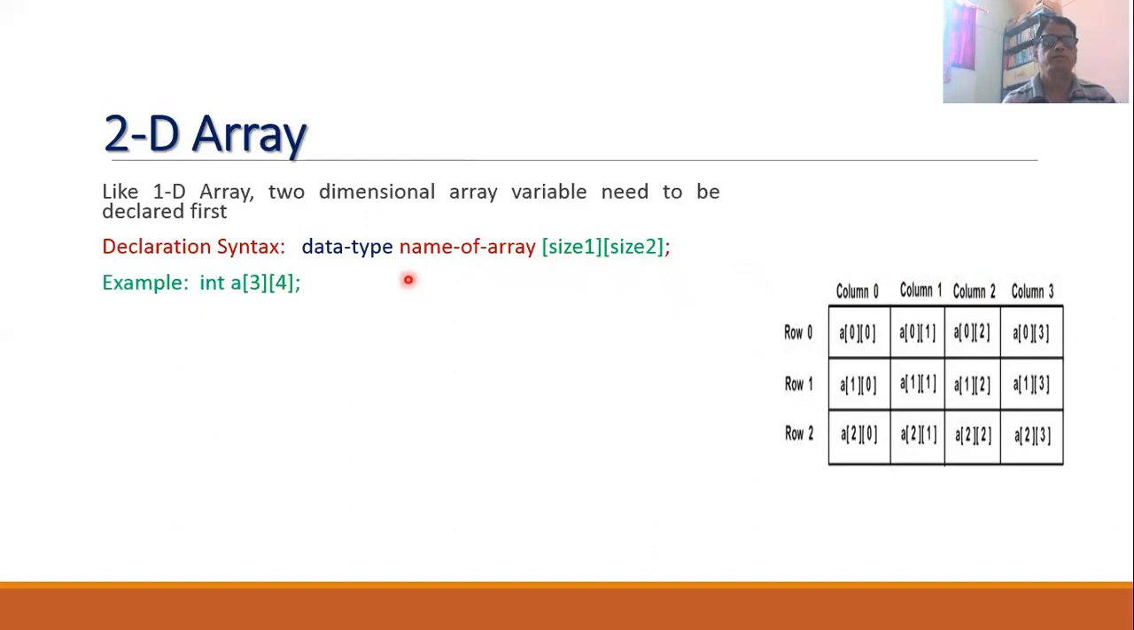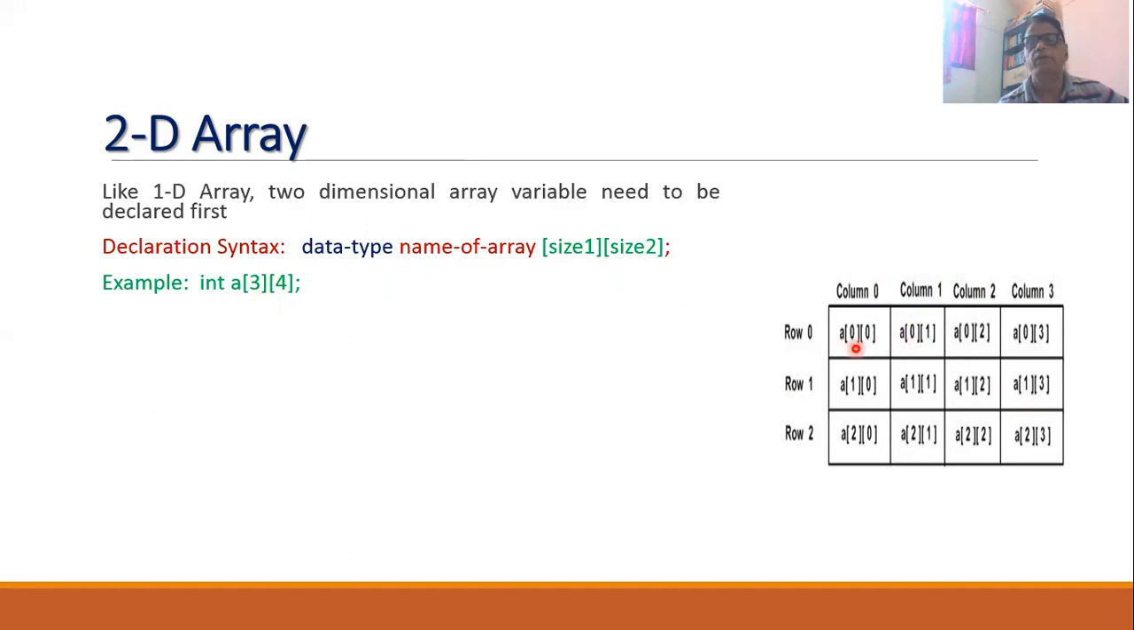Say, for example, I want to make use of an array A. So A is the name of the array. Let us suppose that all the elements are of integer data type, the number of rows is 3 and the number of columns is 4. So this array will contain 3 rows and 4 columns, and there will be in all 12 elements in this array.